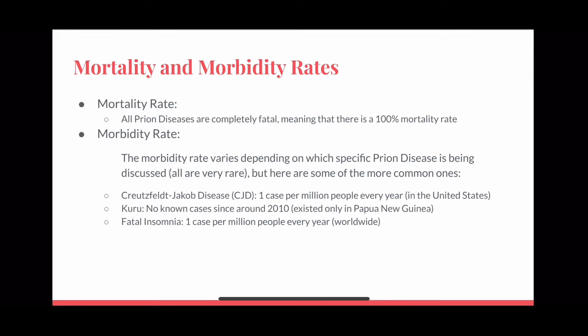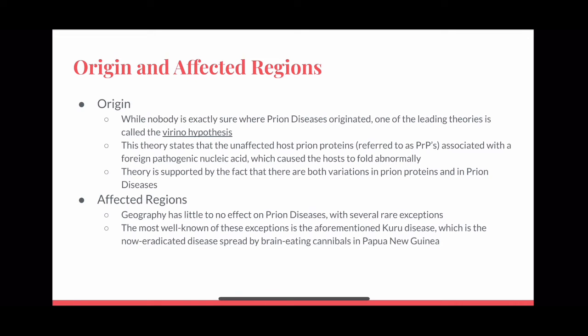So, mortality and morbidity rates. Mortality rates in prion diseases are 100%, meaning that they are, in fact, completely fatal. Morbidity rates vary depending on which specific prion disease is being discussed, but they are all very rare. Some examples of more common ones: Creutzfeldt-Jakob disease, CJD, more commonly known in some cases as mad cow disease, has about 1 case per million people every year in the United States, as compared to fatal insomnia, which is exactly what it sounds like, which has about 1 case per million people every year worldwide. Kuru is another well-known prion disease, but actually has no known cases since around 2010, before then existing only in Papua New Guinea.